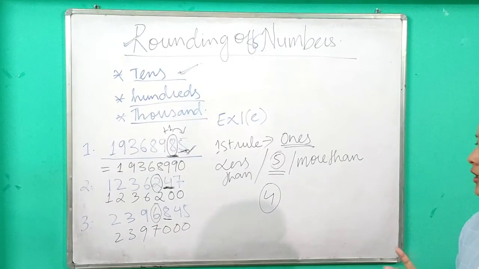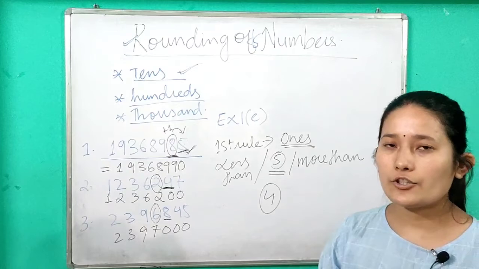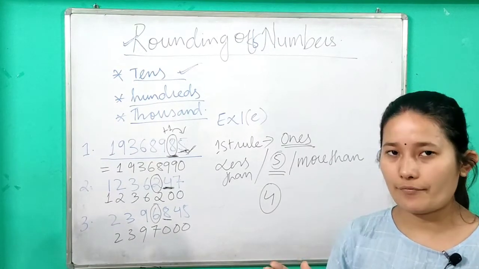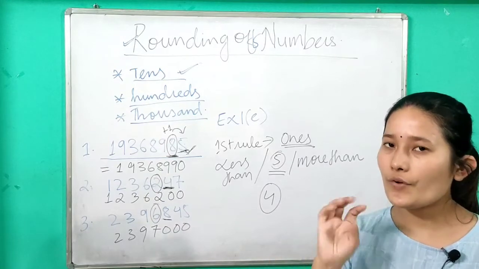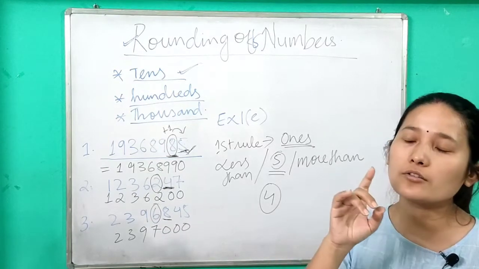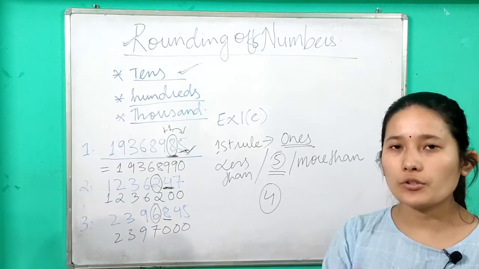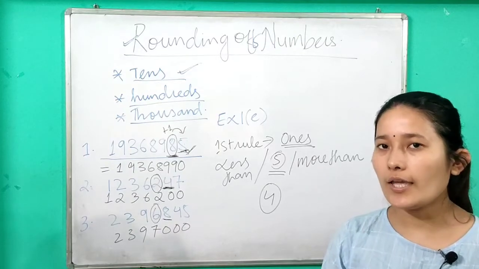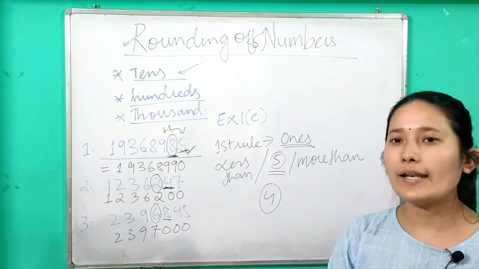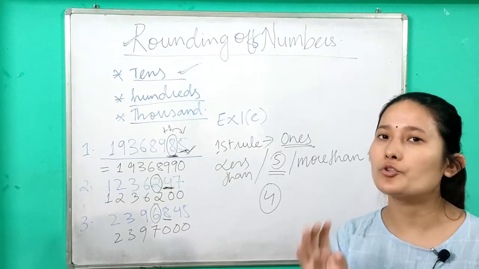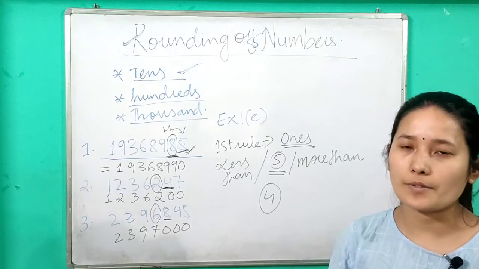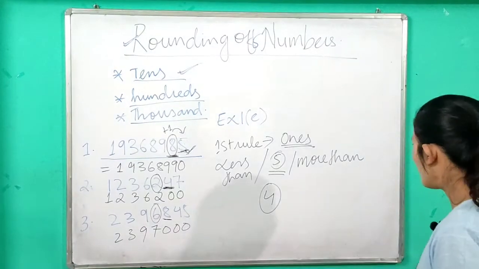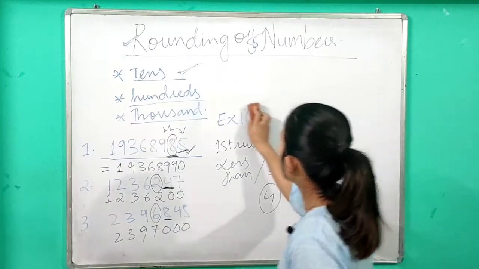Just 2 rules. First, look at the number that you are trying to round off, find out the place, and before that, what do you have? If the number is 5 or more than 5, you will add 1 to the number of that particular place you are rounding off. If the number is less than 5, then the number where you are rounding off would remain as it is, and the other numbers before that would be replaced with 0. So I hope you understood this.